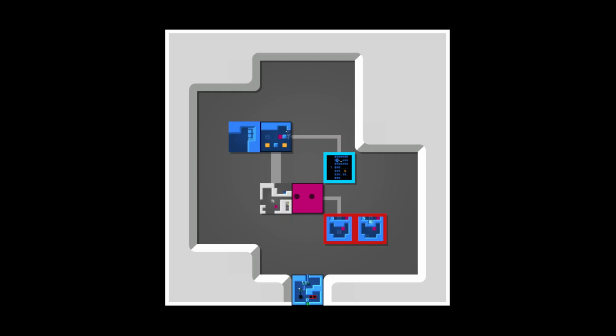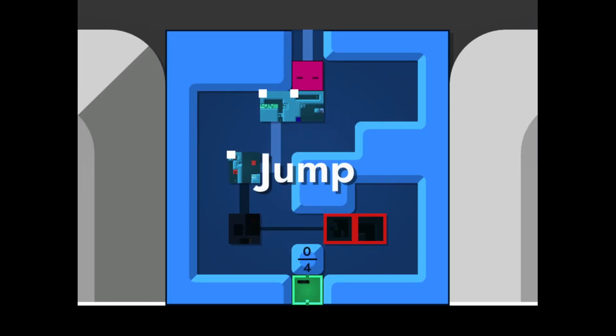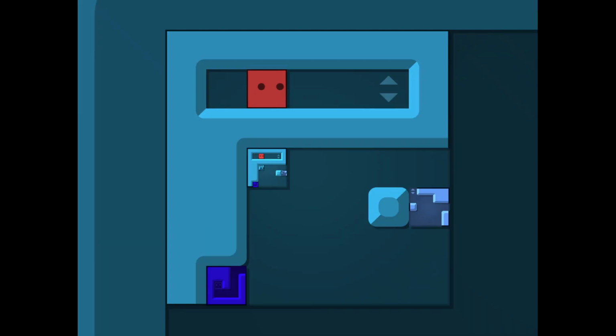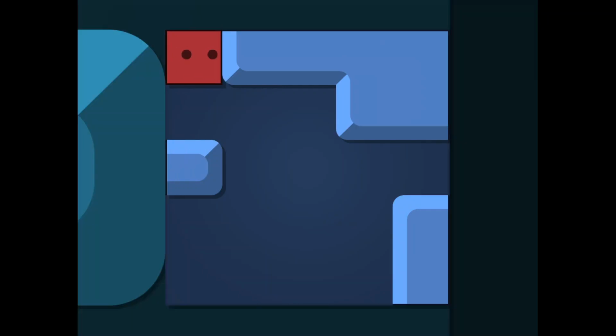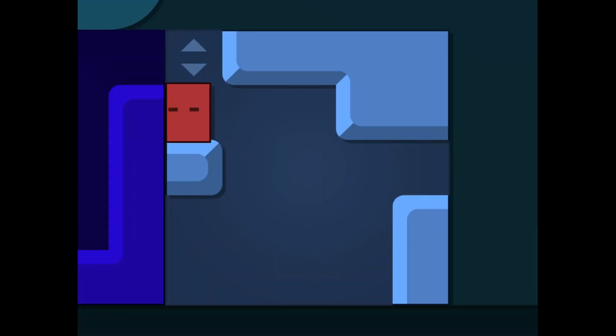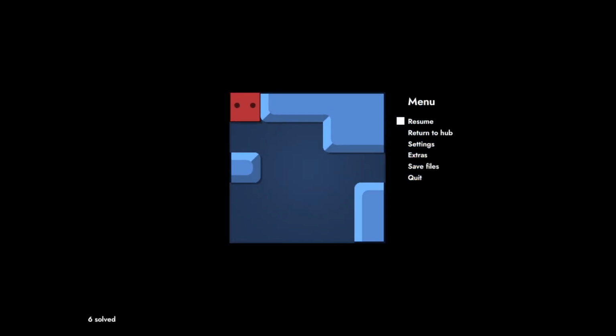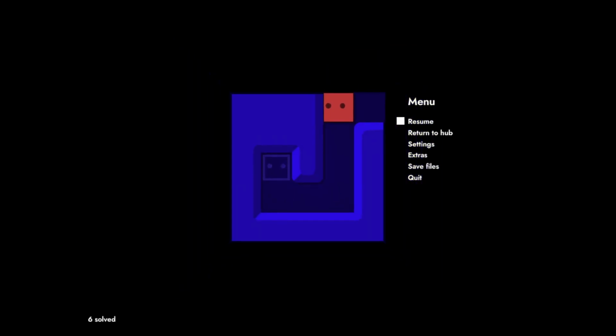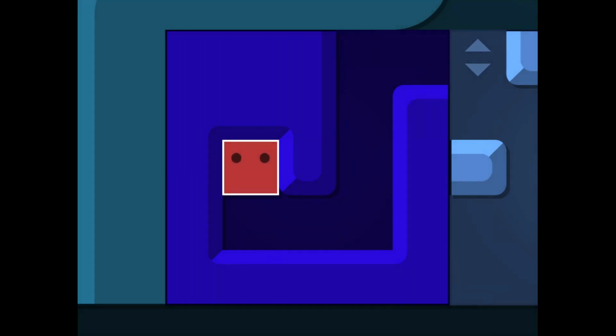The next section is called Jump. The main idea behind this one is using fast travels to get to different sections of the level. And what's funny is when you do that, it doesn't show the level you're on anymore, because I guess it assumes you went to a different one.